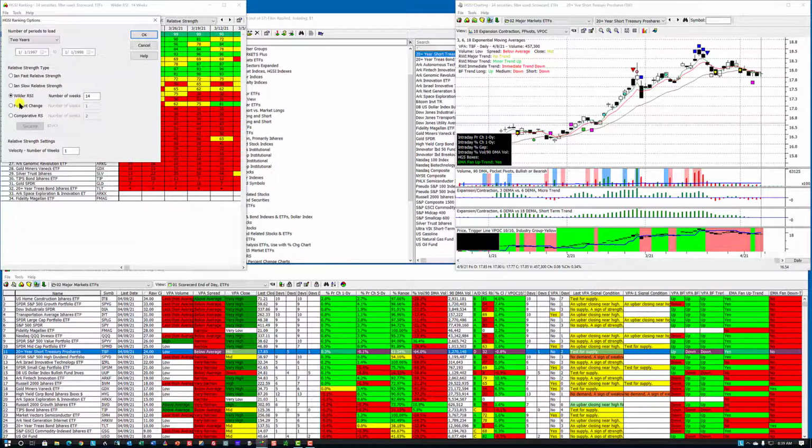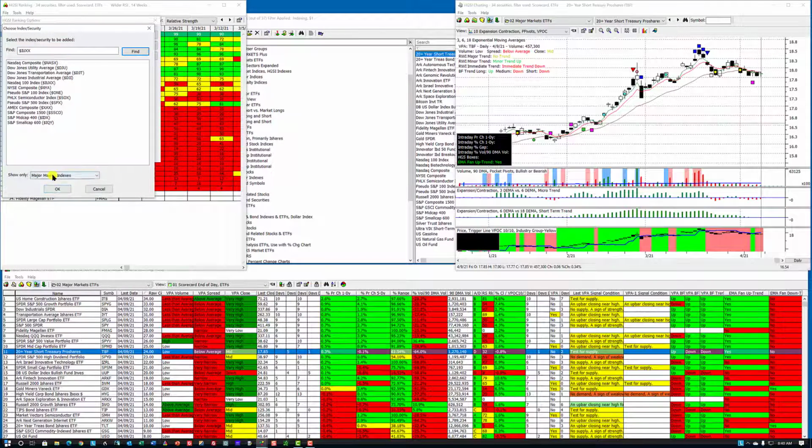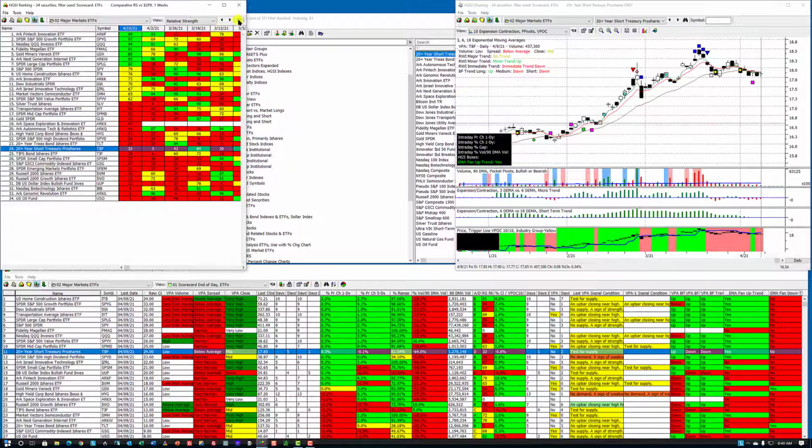But I'm more interested in what happened last week, so I'm going to compare this last, let's see, I need to change that to a 1. What happened last week versus, I need to change this, major markets indexes. I'll go with the SPX. And then I will change this from relative strength to raw relative strength. And here is the SPX, SPY. The base is 100. So during the last week, the ARKF outperformed the S&P by 1.44%.